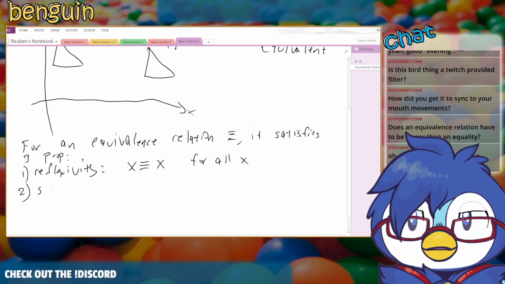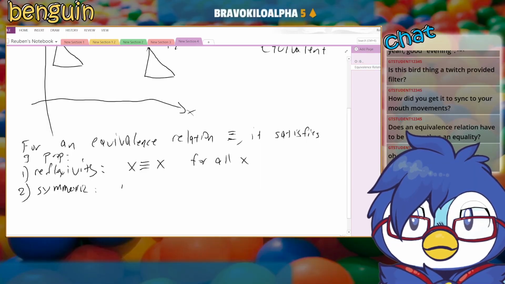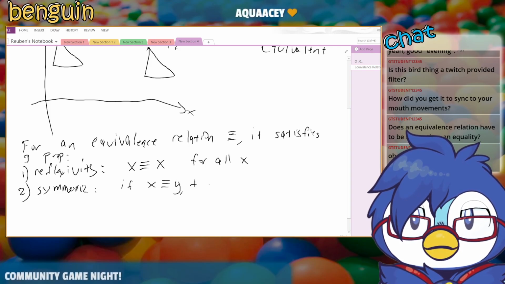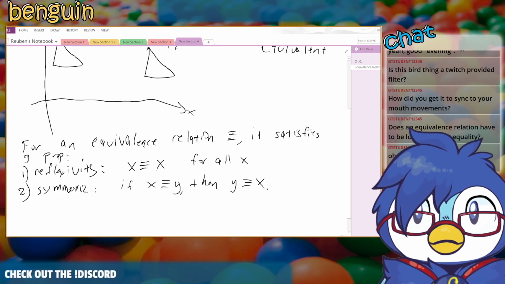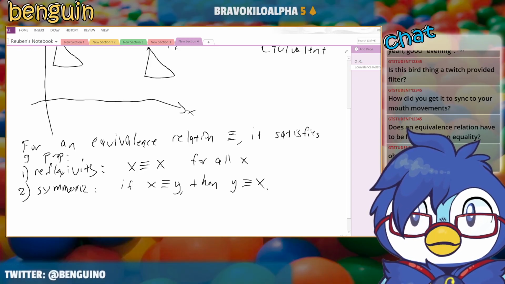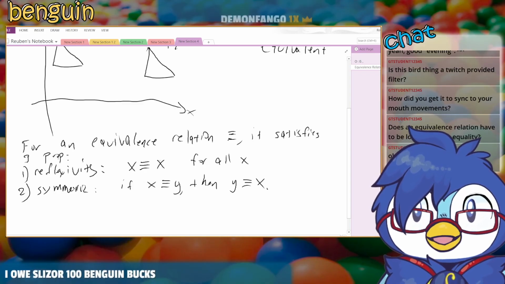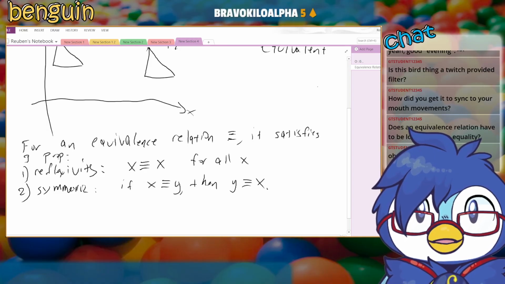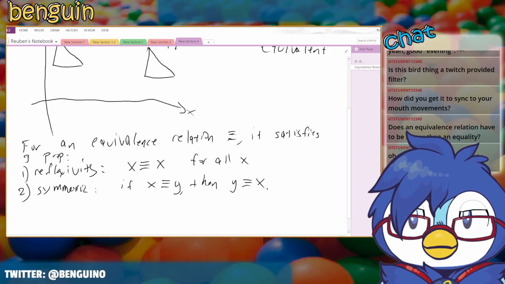It has to be symmetric, which says that if x is equivalent to y, then it better be the case that y is equivalent to x. Notice these properties are also properties of equality. These are the fundamental properties of equality, so this notion of equivalence should also satisfy these three properties.